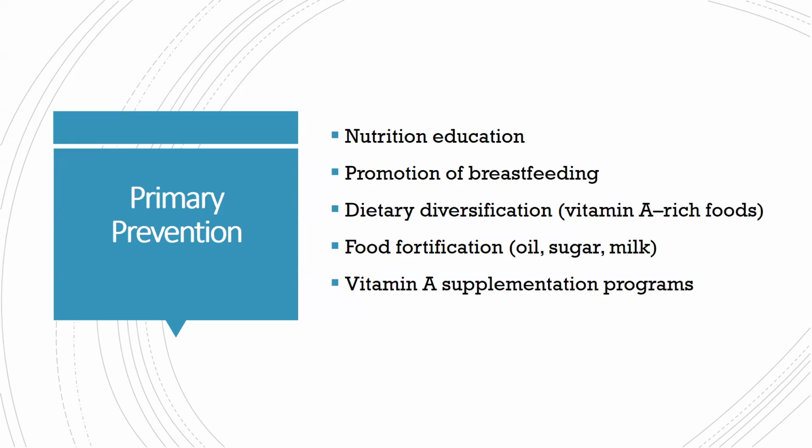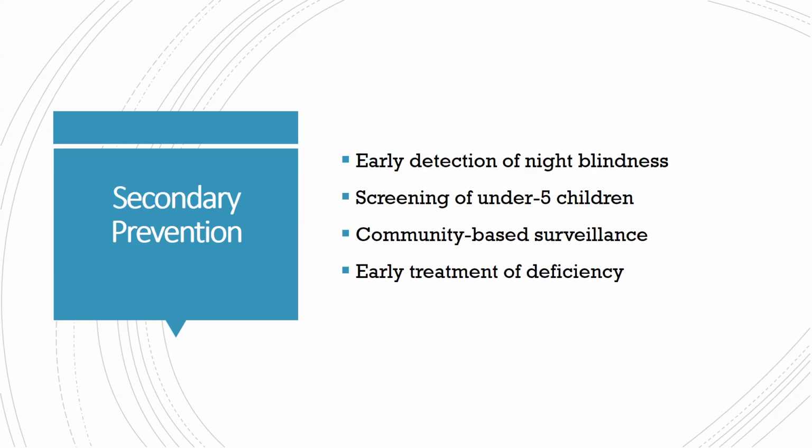How to prevent the deficiency of vitamin A? The primary level is nutrition education, promotion of breastfeeding, dietary diversification, that is vitamin A rich foods, and food fortification. Vitamin A can be added in foods like oil, sugar, milks. Vitamin A supplementation programs can be carried out.